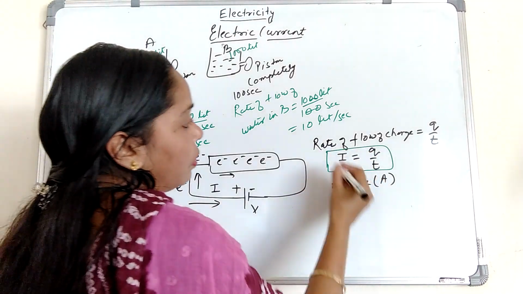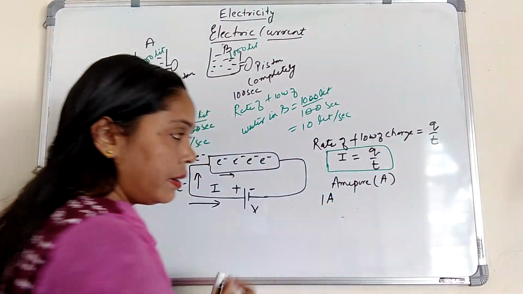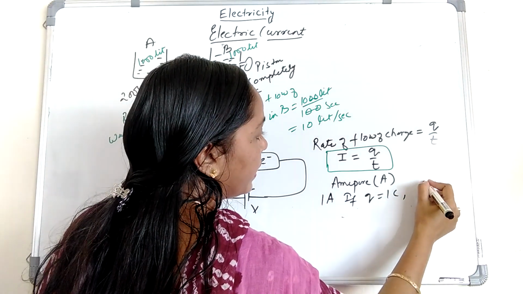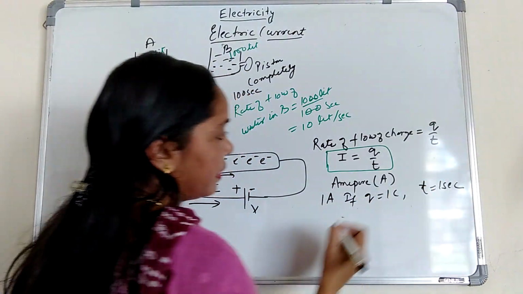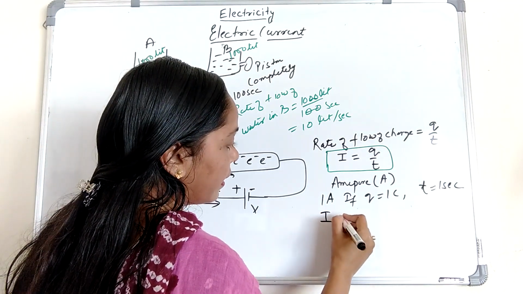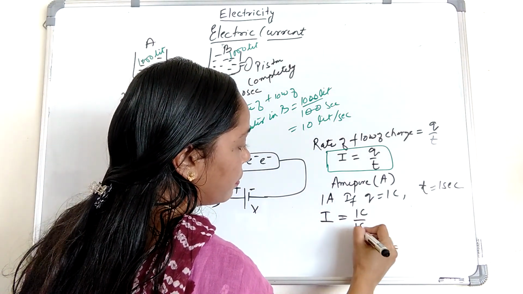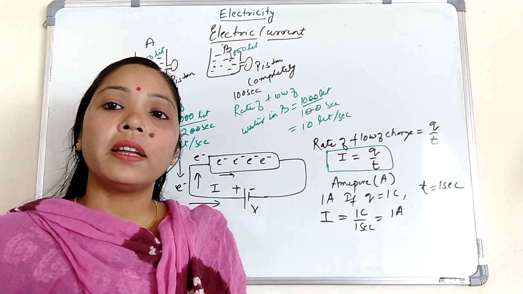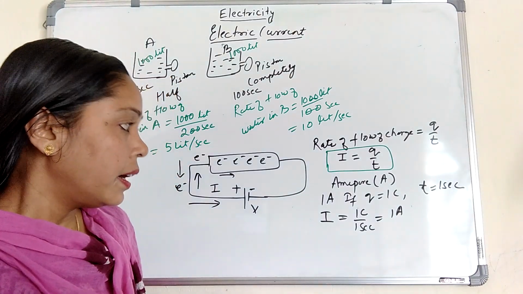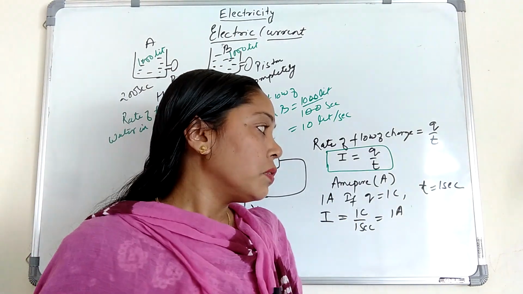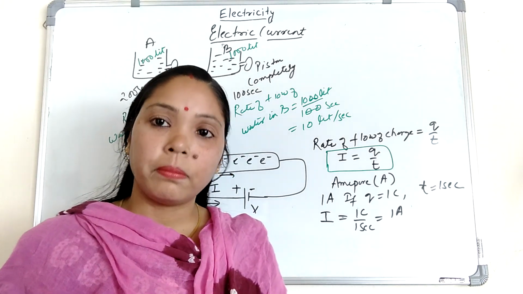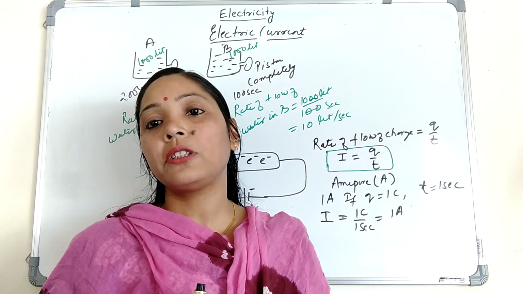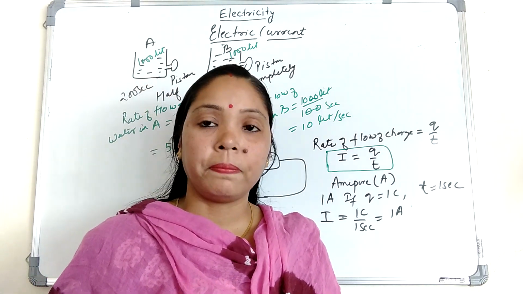Now, how can we define 1 ampere? 1 ampere means if the charge is 1 coulomb and time is equal to 1 second, then current I is equal to 1 coulomb by 1 second, which is equal to 1 ampere. It means whenever in a body or a conductor unit charge flows in unit time, that is, 1 coulomb of charge flows in 1 second, then it is said to be 1 ampere.